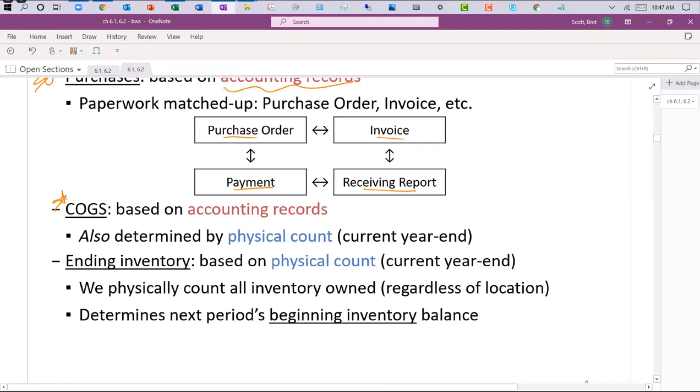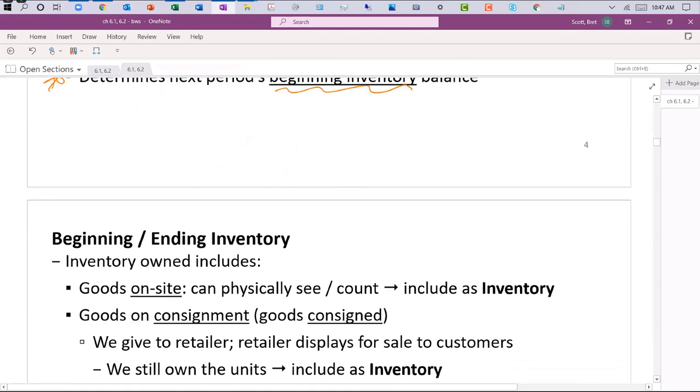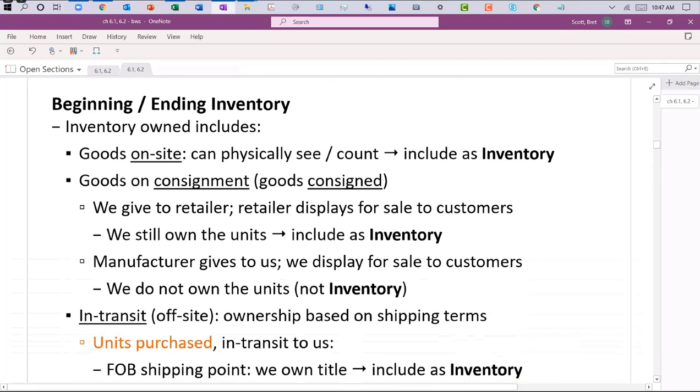Cost of goods sold, depending on our accounting system, can be tracked on an ongoing basis using a perpetual system. But we also need to do a physical count at the end of the year, and that can also help us check our cost of goods sold calculation. Regardless, at the end of the year, we're always performing a physical inventory count. Our physical inventory count includes everything owned, regardless of location, but more importantly, it determines next period's beginning inventory balance. So counting inventory is a really crucial aspect of companies that sell goods to other customers.